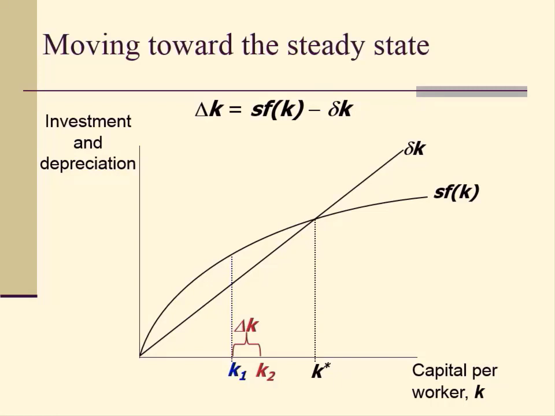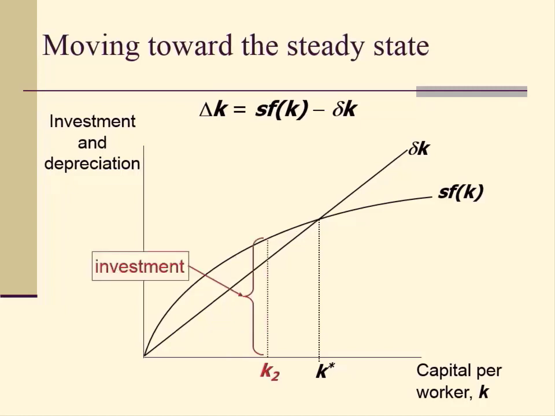So because investment per worker is greater than delta K, this will increase capital stock per worker from K1 to K2. Now at K2, investment per worker is still greater than depreciation per worker, delta K. So by the amount of difference of investment per worker and depreciation per worker is what's going to happen to the change in capital stock per worker from K2 further to the right. And this will keep going on as long as investment per worker is larger than depreciation per worker.